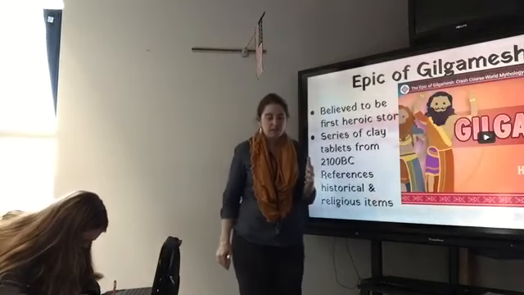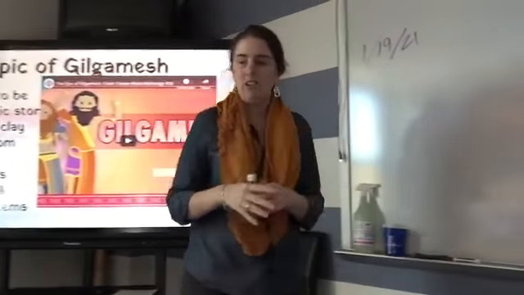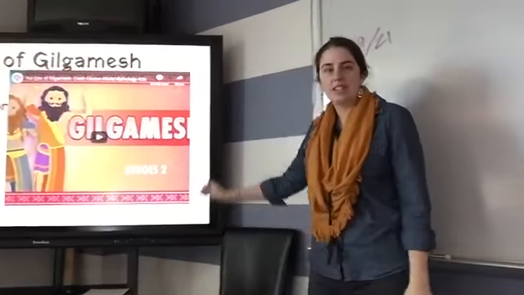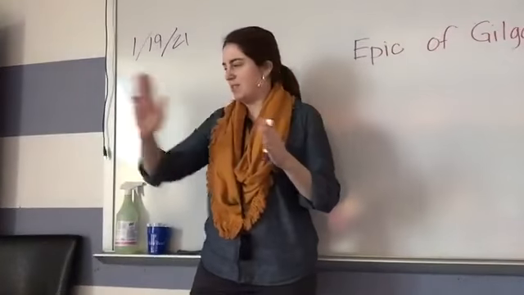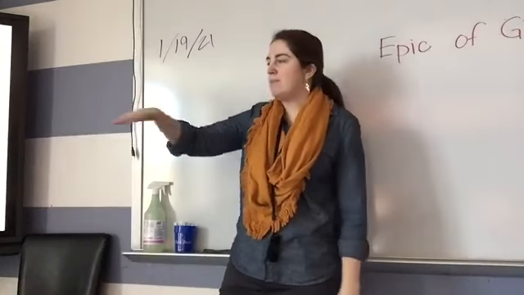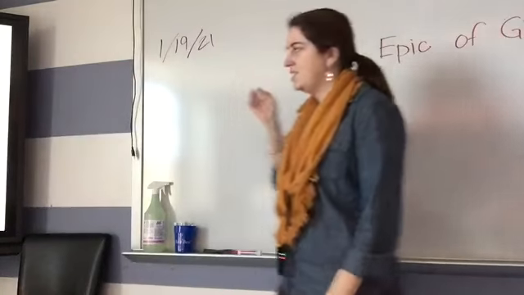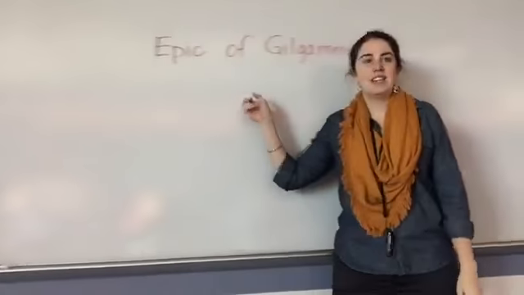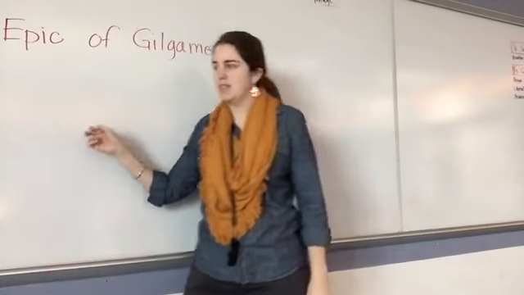Gilgamesh is the first superhero story that was written on clay tablets thousands of years ago because they didn't really have words back then, so they used like emojis. And there were tablets and tablets of this story, and it references things from the Bible, things from history, other stuff going on in that area, because Gilgamesh is set in Iraq and Syria, the Middle East, which was Mesopotamia at the time.